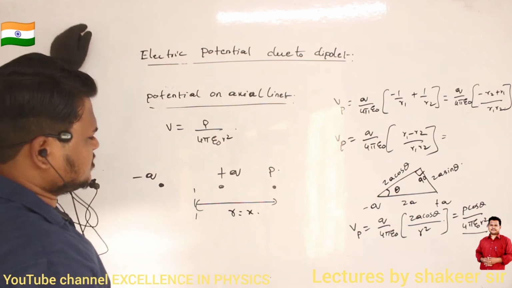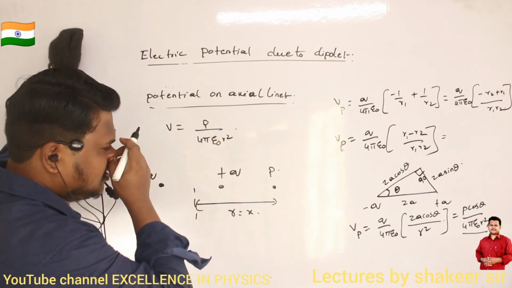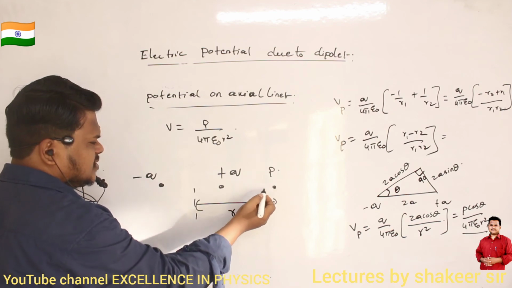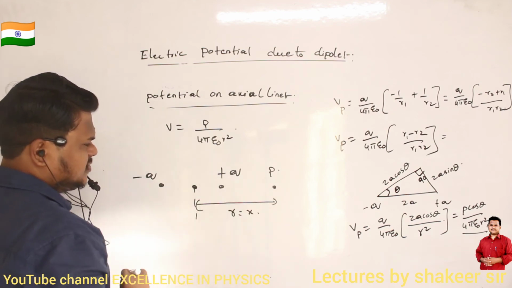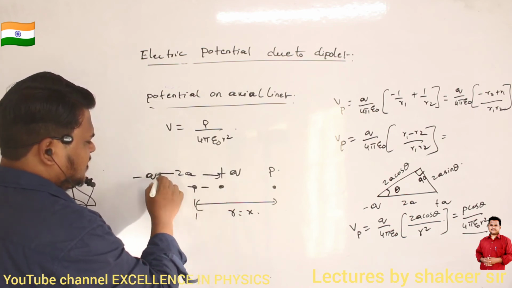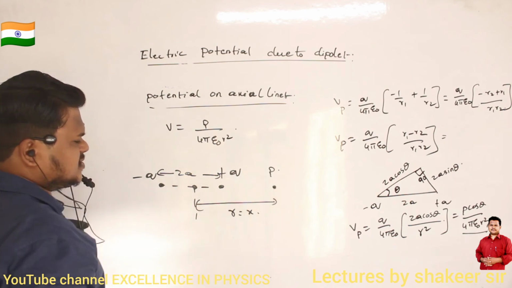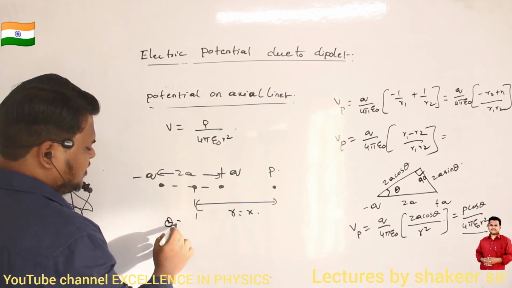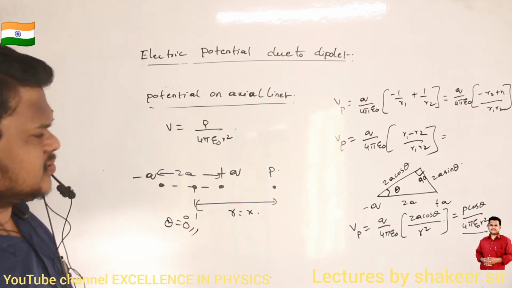Clear? So this point P, how much angle is it making with respect to the center of the dipole? This is the dipole whose length is 2a. From the center of the dipole, this point P is making how much angle? It is making an angle of 0 degrees.